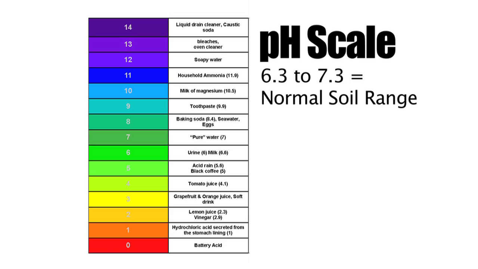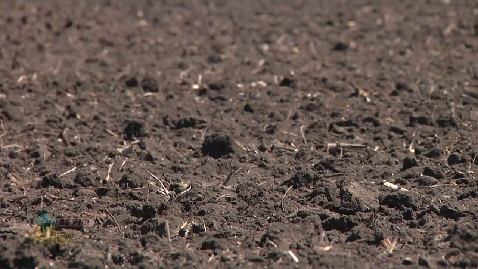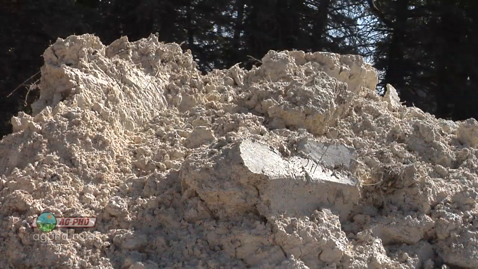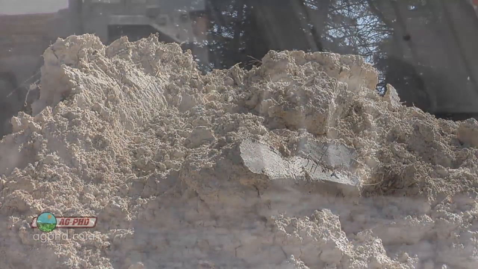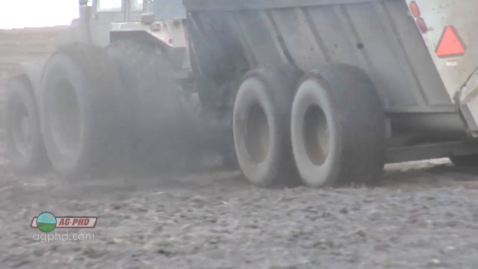But ideally, most crops like a 6.8. So if you have low pH soil, it's not that tough to fix. You just put calcium carbonate out there, or lime your soil, and you will raise the pH almost immediately. With your soil test, you can get recommendations from the soil lab, and they will tell you how many pounds or how many tons of lime you need to raise your pH up to a good level.